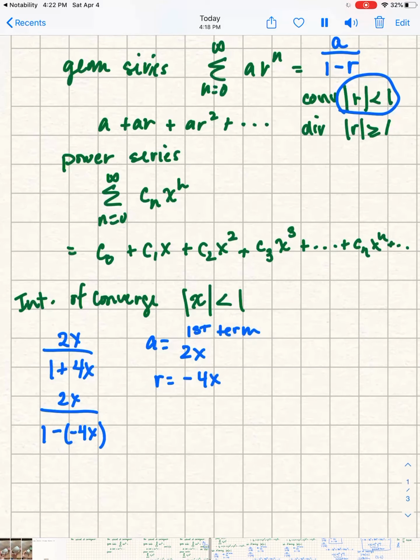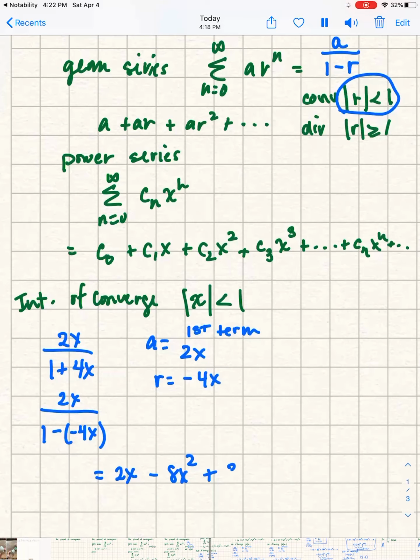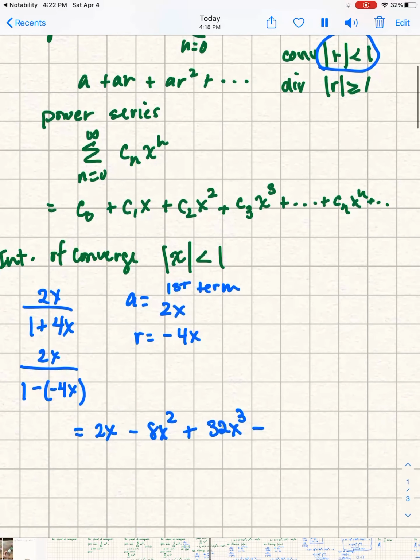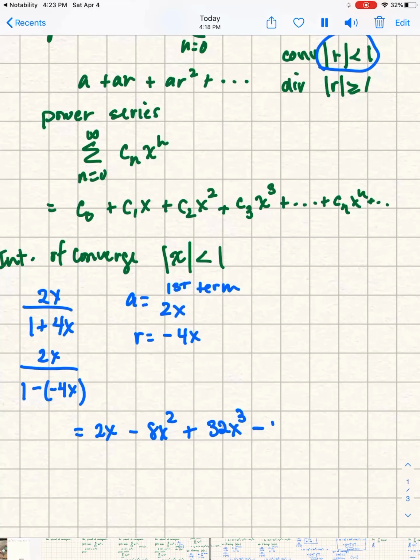So we know that our power series for this is going to be our first term, and then what you want to do is just multiply everything by the common ratio. So you have minus 8x squared, and then plus, multiply by another -4x, so that'll give me a positive 32x cubed, and then minus, multiply by 4x again, and you'll get minus 128x to the fourth plus dot dot dot.